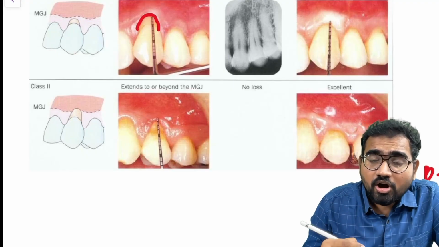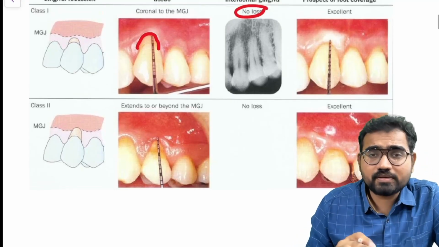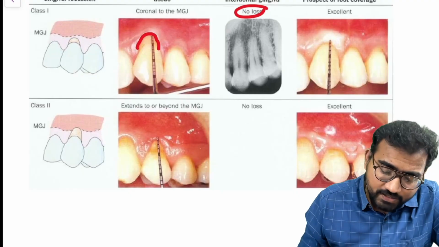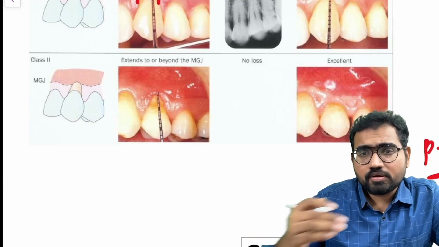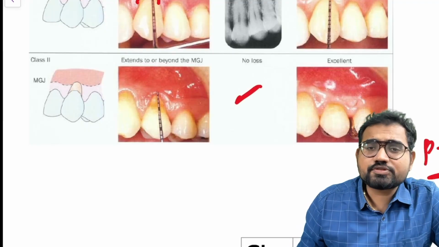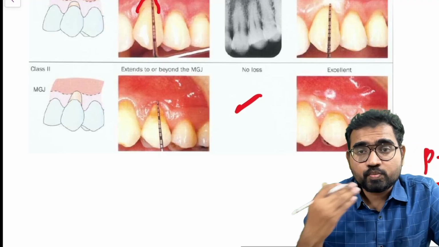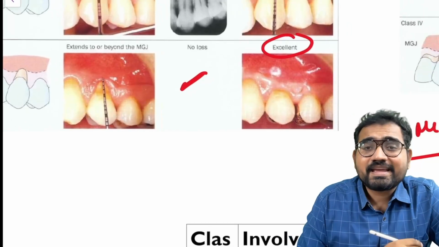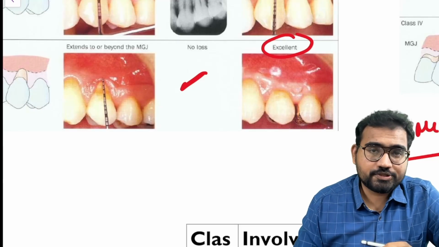Class 2: marginal tissue recession extends up to the level of the mucogingival junction. Here in class 1, marginal tissue recession does not extend to the mucogingival junction, whereas in class 2, it might or might not extend to the mucogingival junction. But again, invariably there is not going to be any interdental bone loss radiographically, which means again for these patients the root coverage result is going to be excellent or good. 100% root coverage is possible for these patients.